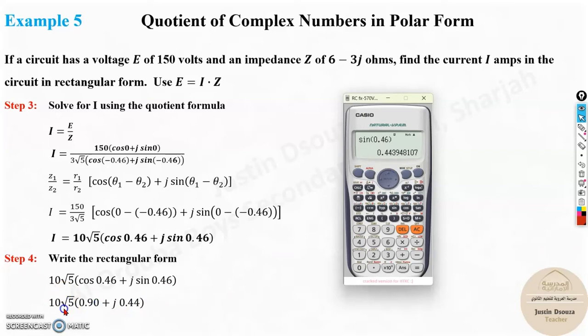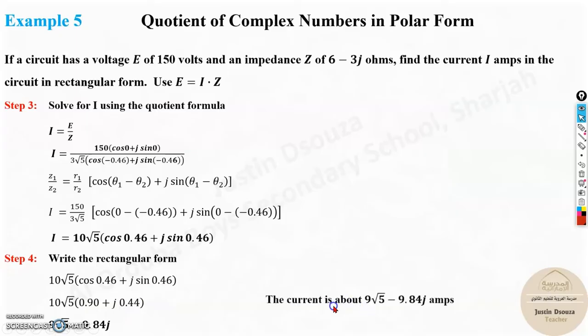Now you need to multiply this inside. 10 root 5, multiply it over here. See, all you're doing is, this is multiplied by 10 root 5. The answer in this case is, sorry, I have taken the entire thing. If I just take 0.44, it'll be a little different. It's almost approximately the same thing. See, it's 9.84. Okay. Why? Because only 0.44 is taken to multiply with 10 root 5. Same thing, multiply over here. 0.9 times 10 will be 9 root 5. This is the rectangular form. So the current is about 9 root 5 minus 9.84 j amps.